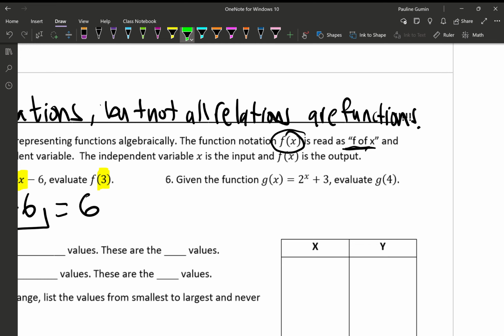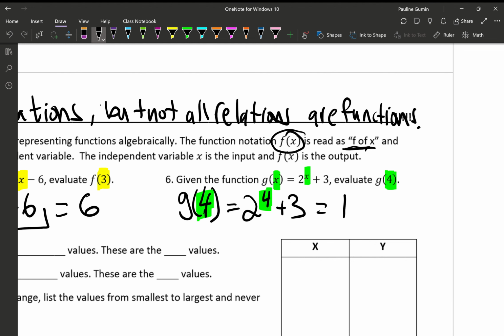Number 6, let's do the same thing. We have g of x equals 2 to the power of x plus 3, and we want to evaluate g of 4. That means wherever we see an x, we put a 4. So g of 4 equals 2 to the power of 4 plus 3. Again, this goes straight into your calculator, and we get 19.